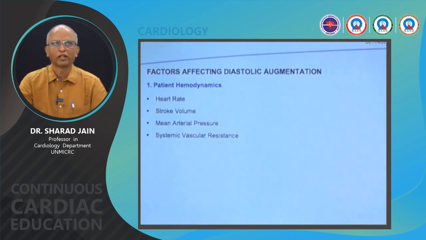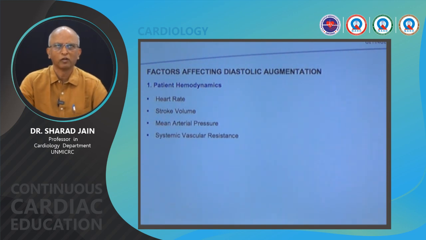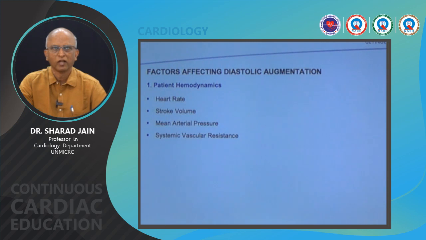Yes. Various factors which affect the diastolic augmentation are the patient's hemodynamics. Heart rate: if it is more, then there will be less diastolic augmentation. Stroke volume: if it is more, then there will be more diastolic augmentation. Mean arterial pressure: if it is more, then there will be more diastolic augmentation. And if systemic vascular resistance is more, then the diastolic augmentation will be less.